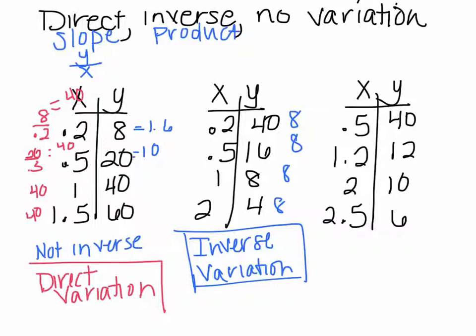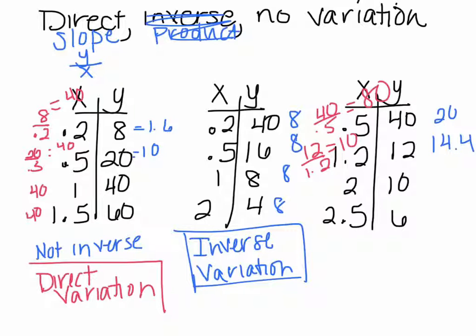And the last one. Let's start with 0.5 times 40, and that's 20. Then we'll take 12 times 1.2, and that's 14.4. So at this point, I can cross off inverse there. So now let's take 40 divided by 0.5. So 40 divided by 0.5 is 80. Then I'll take 12 divided by 1.2, and that's 10. Therefore, I can eliminate direct, so this one has no variation.